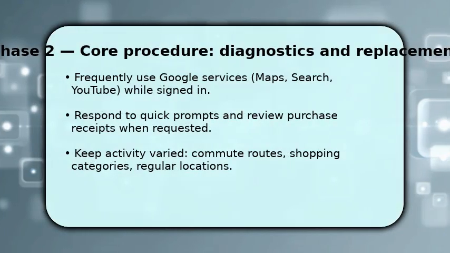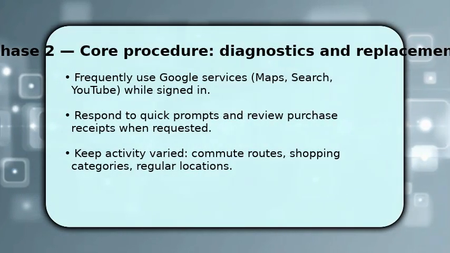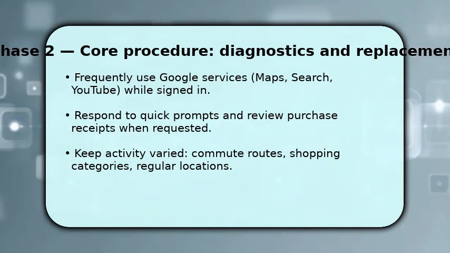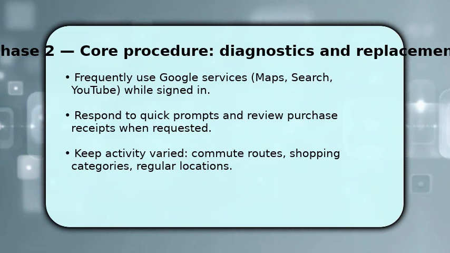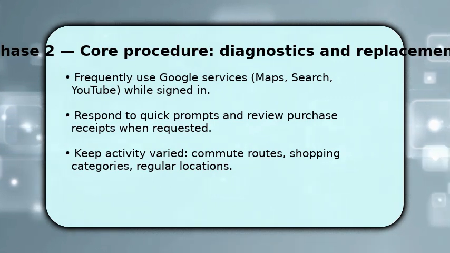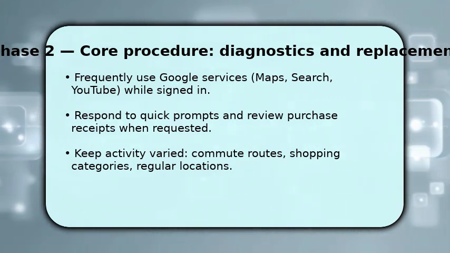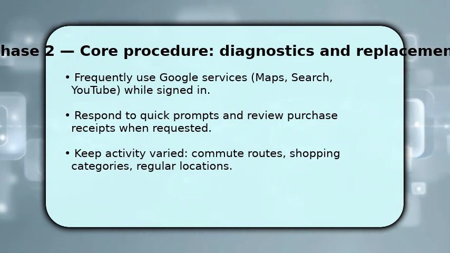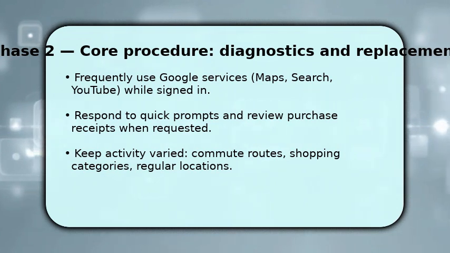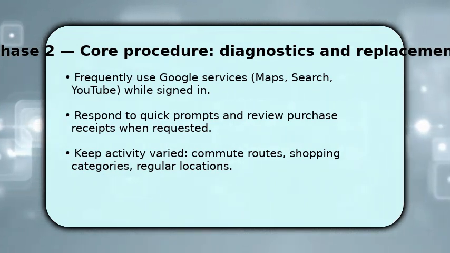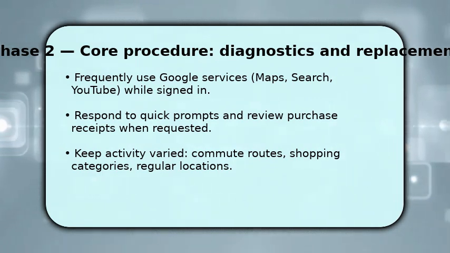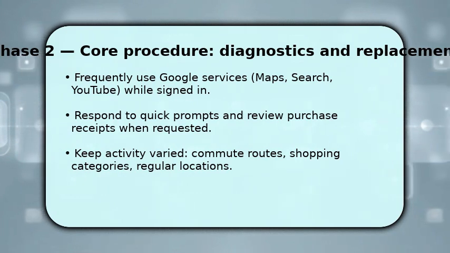To increase match rate, make your activity rich and consistent. Use Google Maps, Search, and YouTube while signed in because those signals feed the survey system. When a quick prompt or receipt review appears, respond promptly and accurately. These small interactions tell the system you are an engaged respondent. Also, vary your real-world activity, commute routes, shopping categories, and places you visit, so Google has more categories to match surveys against, which raises the chance you qualify.